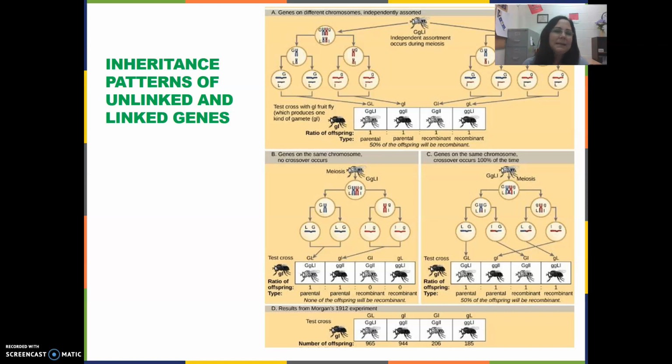Now, this is an image that shows inheritance patterns of unlinked and linked genes in fruit flies. And I'm going to stop here and we'll start in part 2 with this slide, which is slide 12.